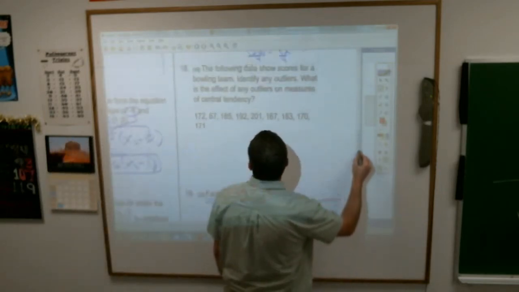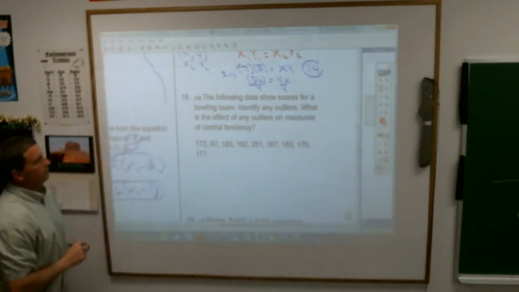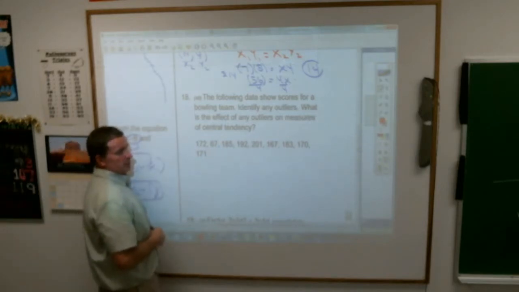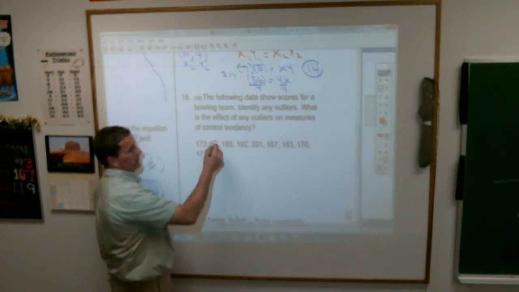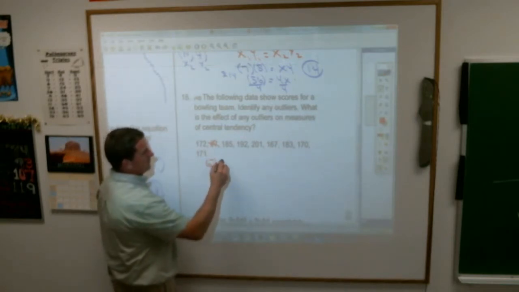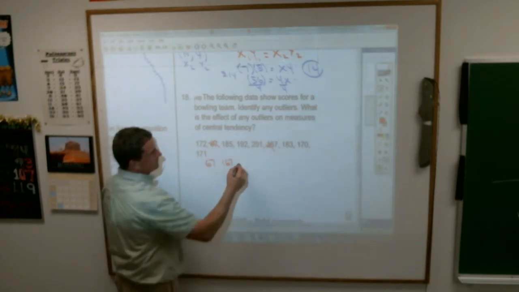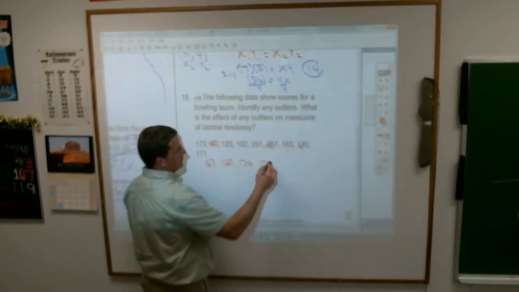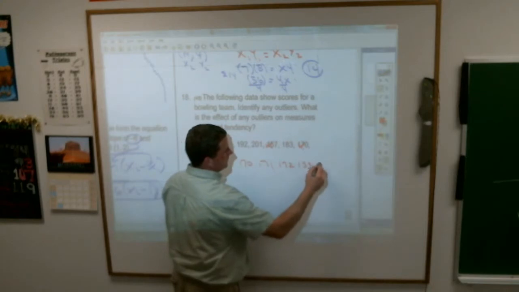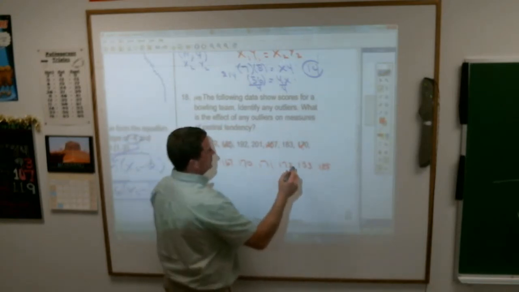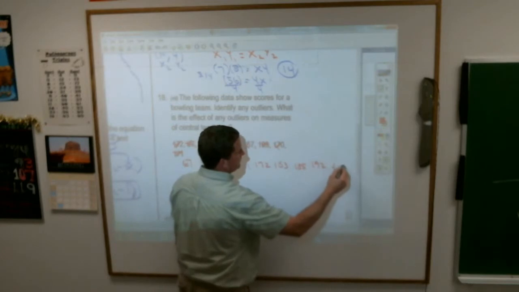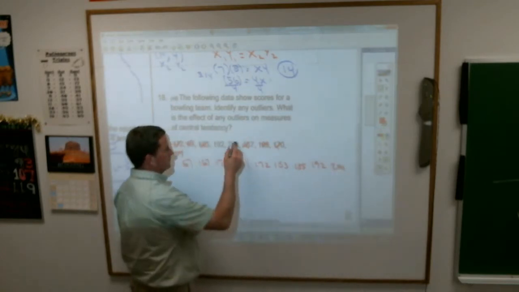18. I forgot. It's good we talked about it. The following scores are for both, identify any outliers, what's the effect of any measurements? First thing I would do is put these in order from least to greatest, which you want to do. So you need to organize it: 67, 167, 167, 170, 171, 172, 183, 183, 185, 192, 192.